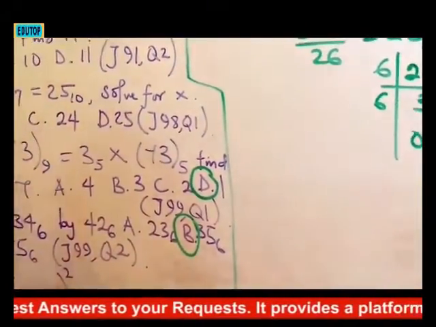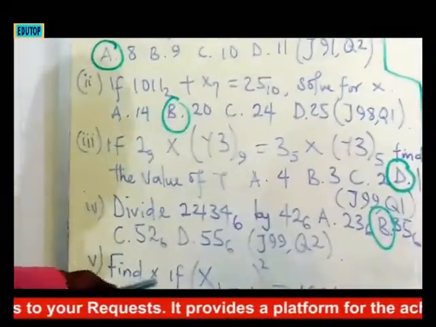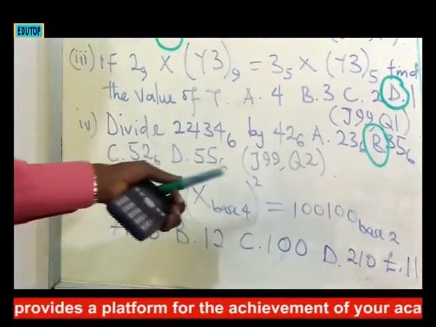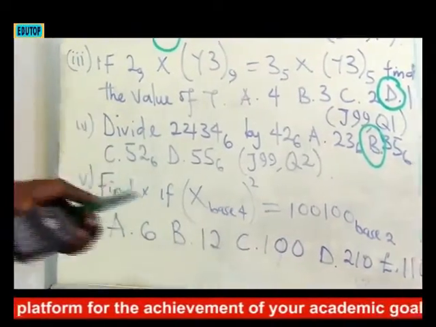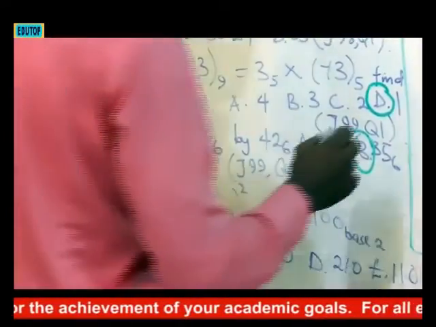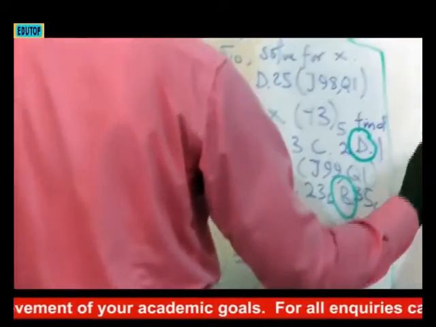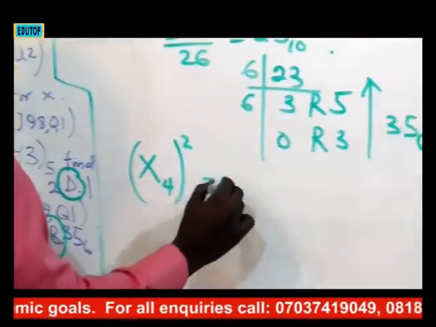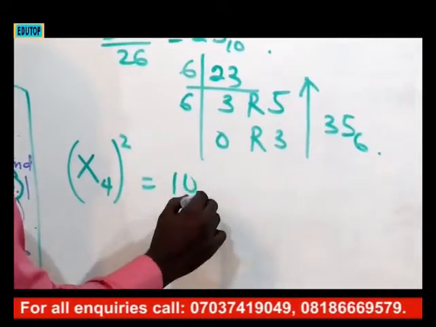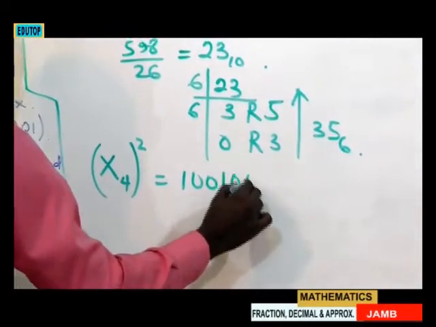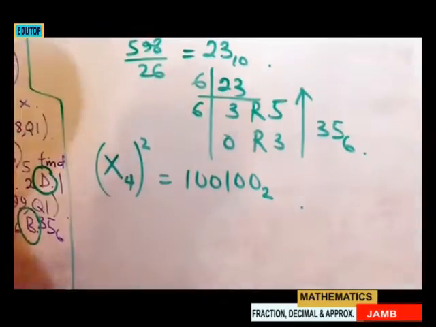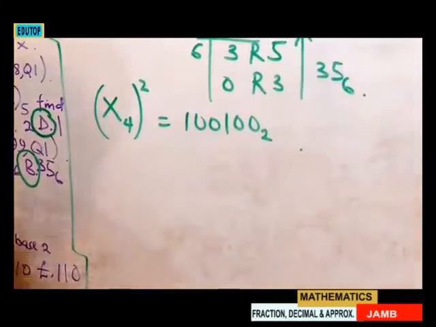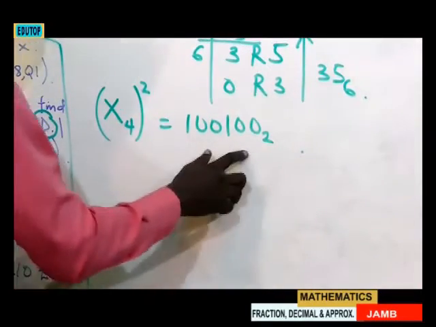Then the last for this part, find x if x base 4 raised to power 2 equals 100 base 2. So in this also we have x base 4, that means it's in base 4 squared, equals 100 base 2. This is also a UTME question. So in this situation, we have this in base 4. We also have this in base 2.